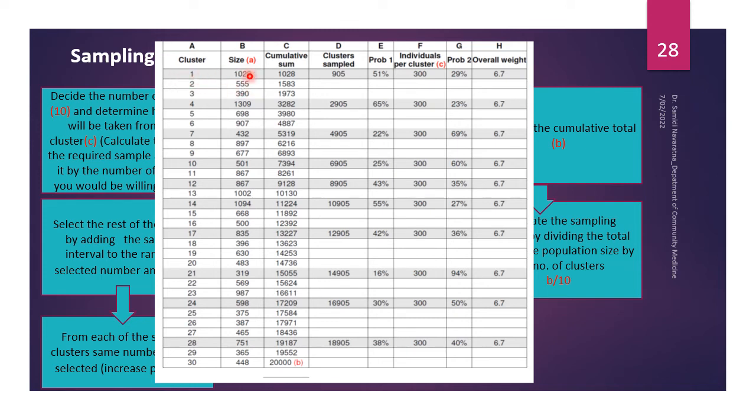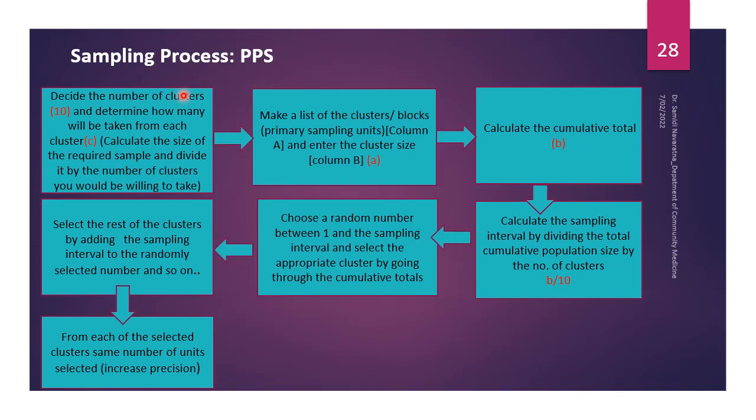The first cluster has 1028 study units, the second one has 555, like that. So the cumulative sum, in the first row, would be the same, then you add 1028 and 555, so it's 1583, and then to 1583 you need to add 390, then it becomes 1973. So to that you need to add 1309. So likewise you need to add like this.